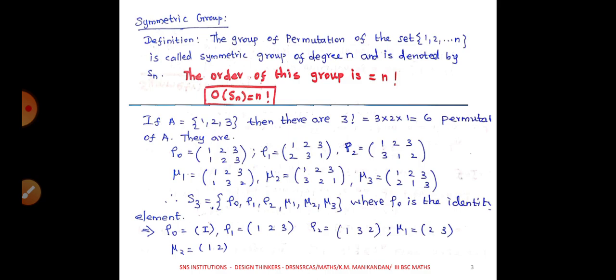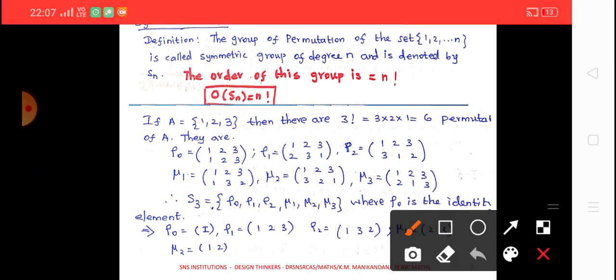Therefore S3 consists of 6 permutations, namely rho naught, rho 1, rho 2, mu 1, mu 2 and mu 3, where rho naught is called the identity element, the identity permutation, because here each element maps to itself. Here we see that the mapping is 1 to 1, 2 to 2 and 3 to 3. Likewise, 1 maps to 3 and 3 maps to 1, then 2 maps to 2 itself.